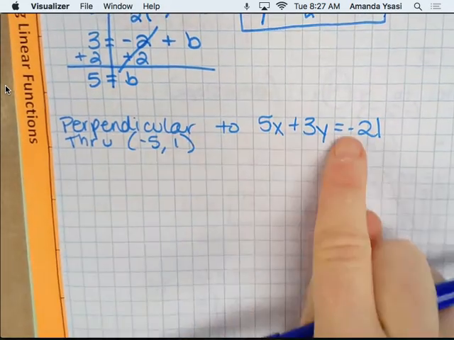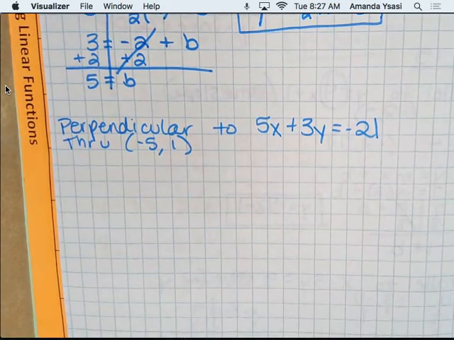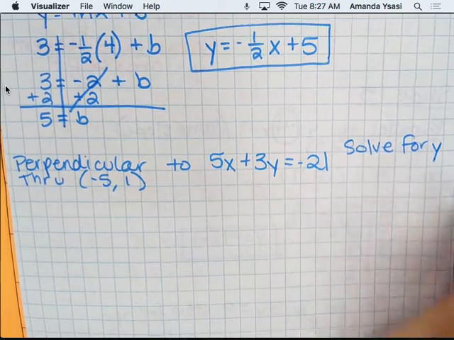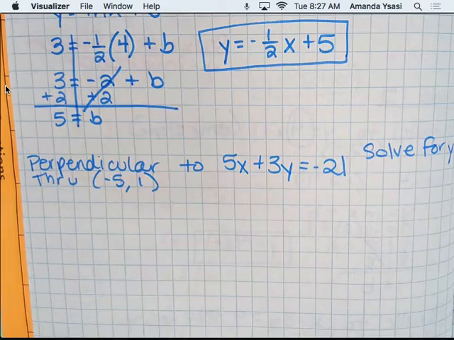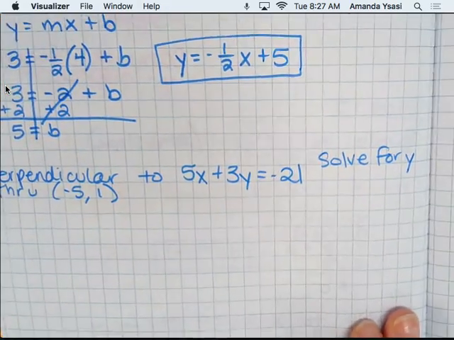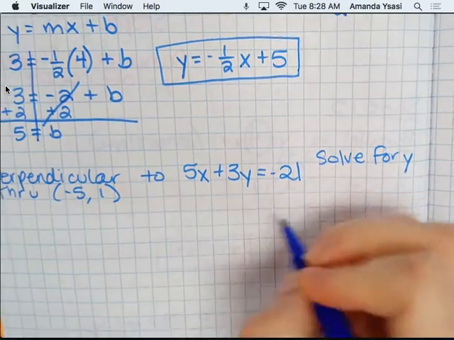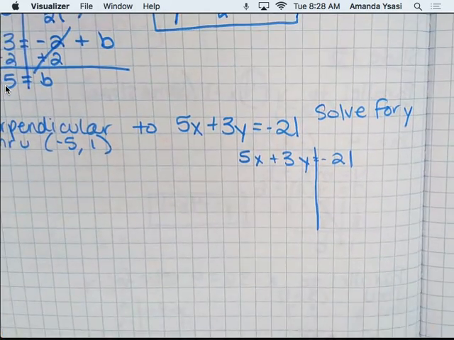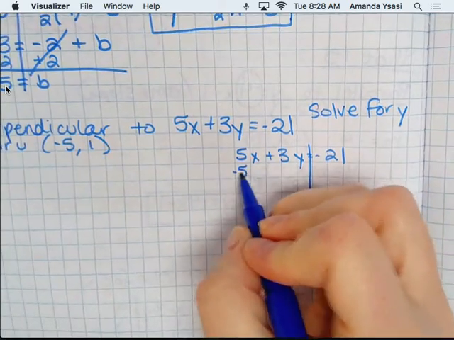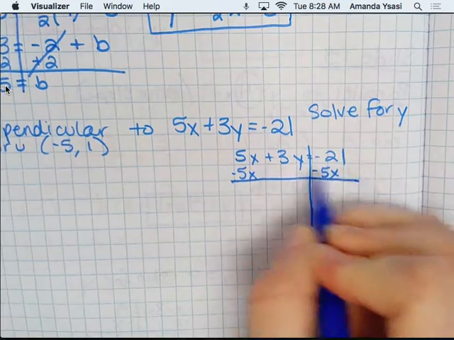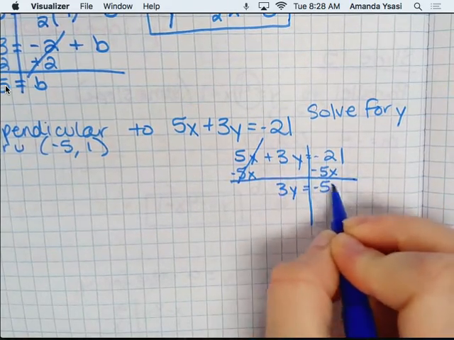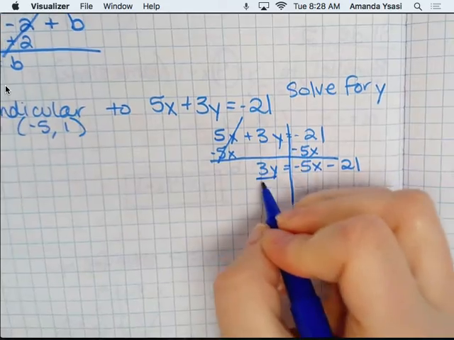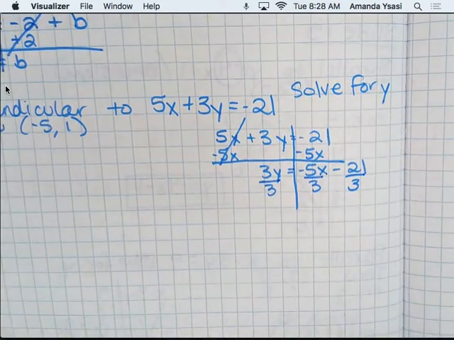Okay, so we know it's going to be perpendicular to this, but this is not in y equals form. So we need to solve for y because we don't know the slope just by looking at it. Once we solve for y and put it in y equals mx plus b form, you can find your m and then do the opposite reciprocal. So I'm going to rewrite it: 5x plus 3y equals negative 21. I need to solve it for y, so subtract 5x on both sides. I want it in mx plus b form, so 3y equals negative 5x minus 21. And then divide by 3.